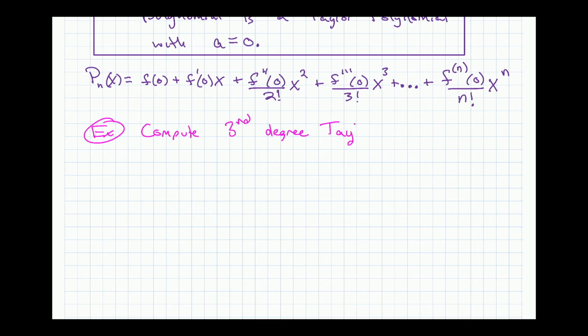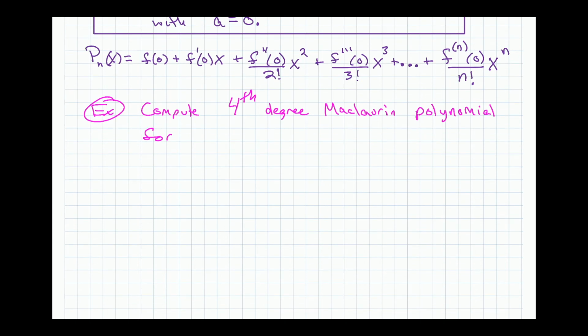Third degree, no, you know what? Sorry, we're going fourth. I want it to be different than what we did. Fourth degree Maclaurin polynomial, we're doing Maclaurin. Polynomial for what? Could be anything. Let's just say cube root of x, which is x to the 1/3. Okay? So there you go.